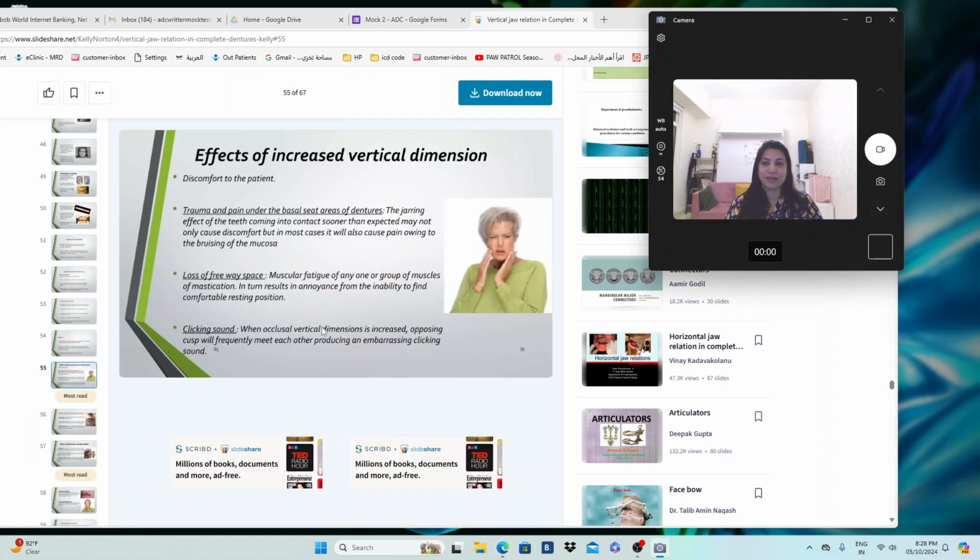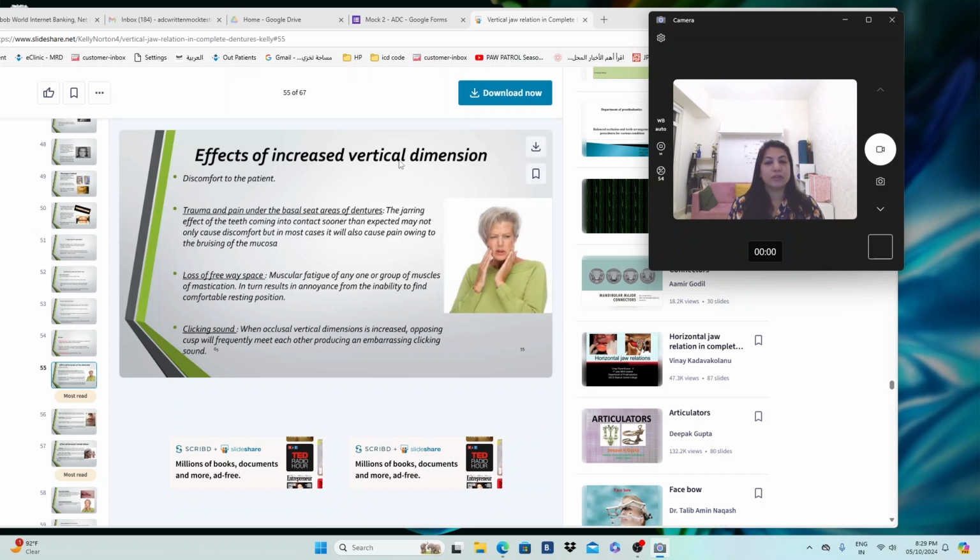So let's see here. Effects of increased vertical dimension. I will just say vertical dimension from now on, not rest or occlusion. So increased vertical dimension of the face. It's calculated from the base of the nose to the base of the chin. For example, originally when the patient had the natural set of teeth it was say 7 centimeters, and when you gave the dentures it became 8 centimeters. So basically there is increased vertical dimension.